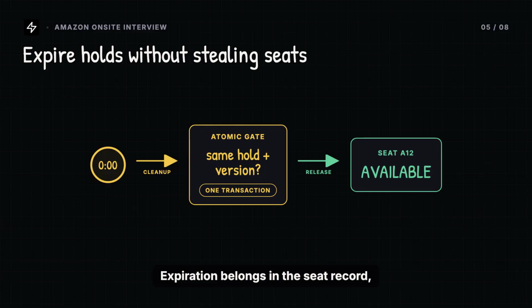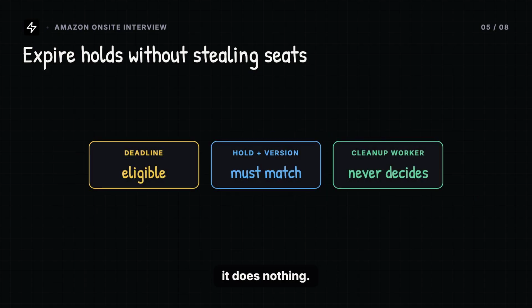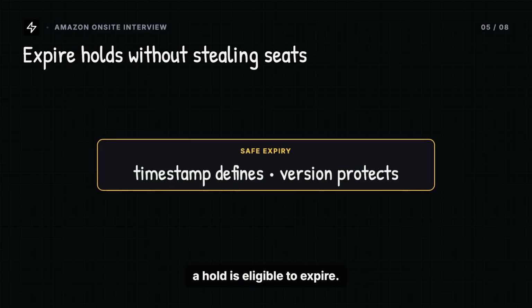Expiration belongs in the seat record, not only in an in-memory timer. A cleanup worker may release expired holds, but every release is guarded. Change held to available only if the hold ID and version still match and the deadline has passed. If a late worker encounters a newer hold or a sold seat, it does nothing. Without that check, an old timer could wake up late and release a seat that has already been paid for. The timestamp says when a hold is eligible to expire. The conditional transition makes the expiration safe.